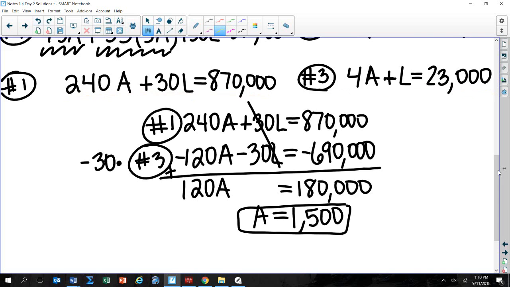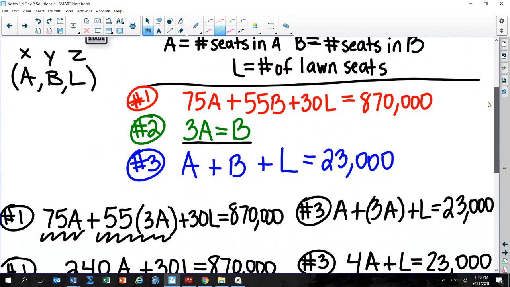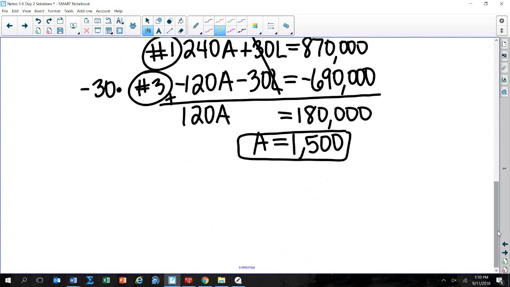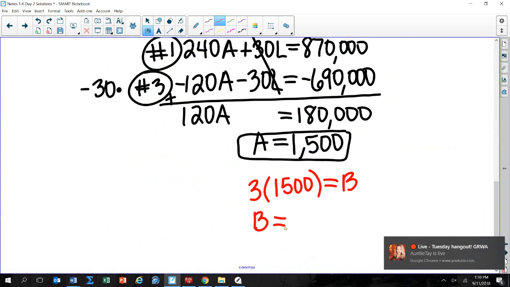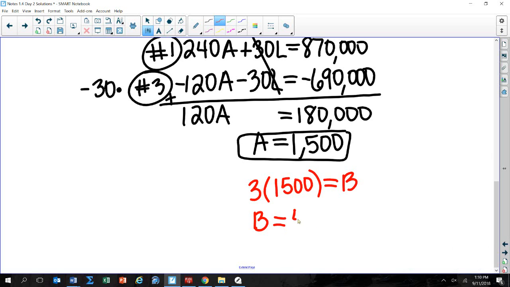Let's go back up to this original equation, right? We had 3A equals B. Let's plug it in there. Okay, let's plug it into 3A equals B. 3 times 1,500 equals B. So what does B equal? What is 3 times 1,500? What is it? 4,500? Okay. Now I know A and B.